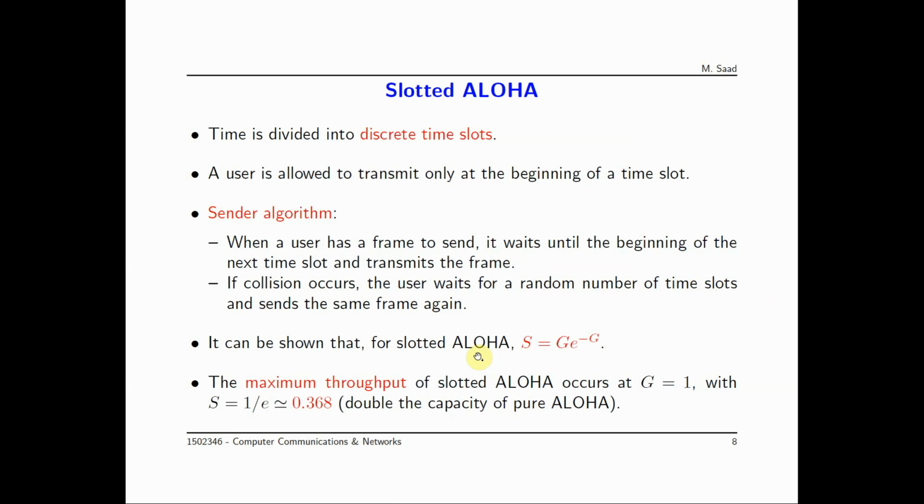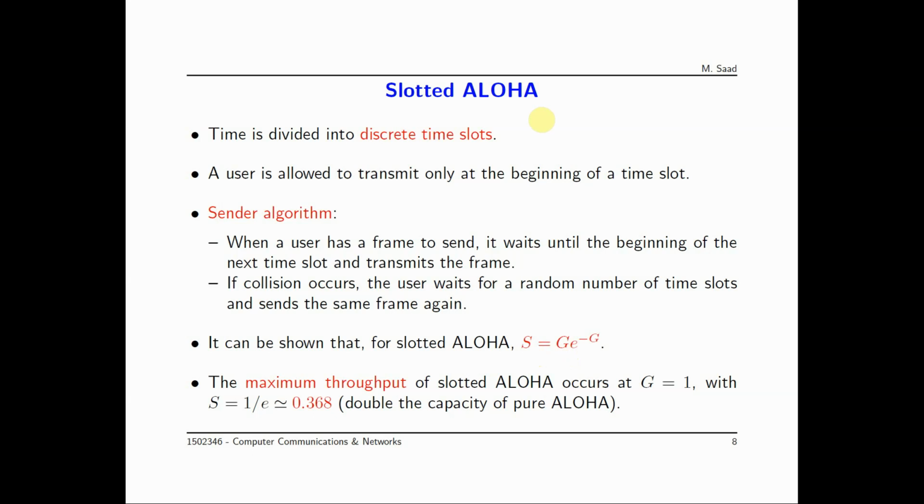Now, in terms of the performance, we're still using G as the offered load, the average number of frames attempted per frame time, and S is the average number of successful deliveries per frame time. G is called the offered load, S is called the throughput. And in slotted Aloha, just by introducing this idea of having time slots, just by organizing transmissions, stations still decide on their own.